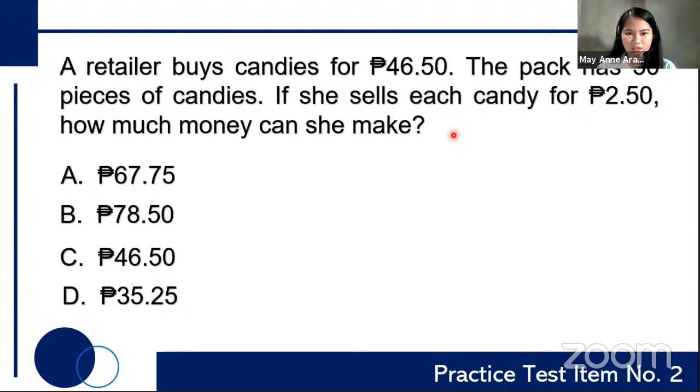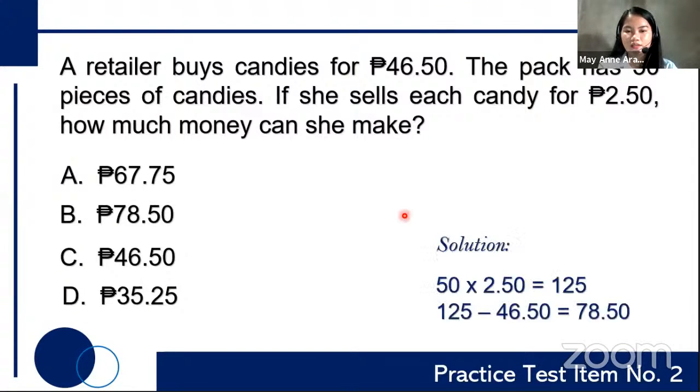Okay, very good. Letter B. Correct answer is letter B. If you want to use the algebra or the manual calculation, this is the solution. You can just multiply 50 by the amount of each candy. So that is 2.50 times 50, which is 125, and subtract this from the original price of the candy. So you will get 78.50.